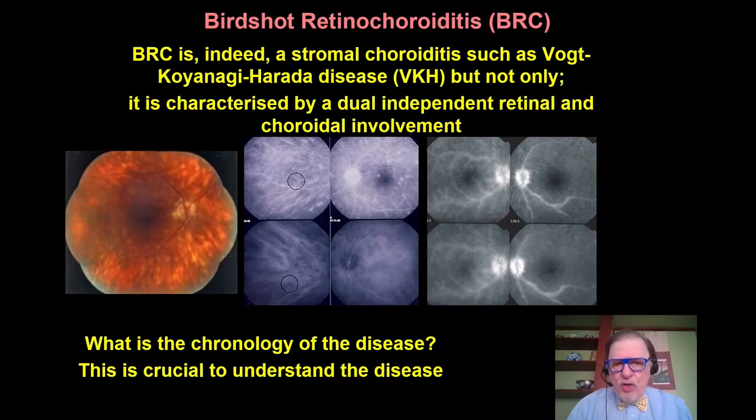Birdshot is indeed a stromal choroiditis, such as Vogt-Koyanagi-Harada disease, but not only. It is characterized by a dual independent retinal and choroidal involvement. Here you see the choroidal involvement, and here you see the typical retinal vasculitis. Now, what is the chronology of the disease? This is crucial to understand birdshot.